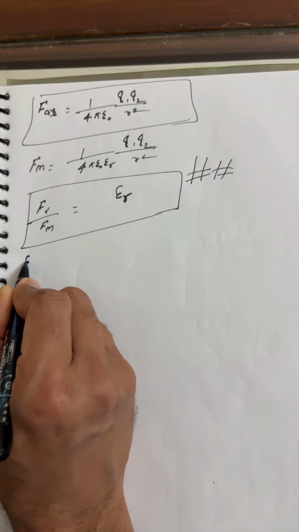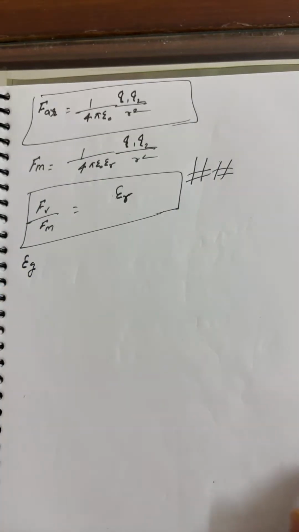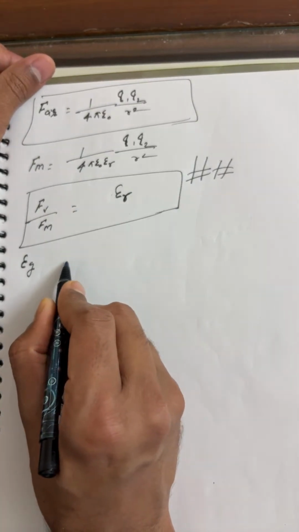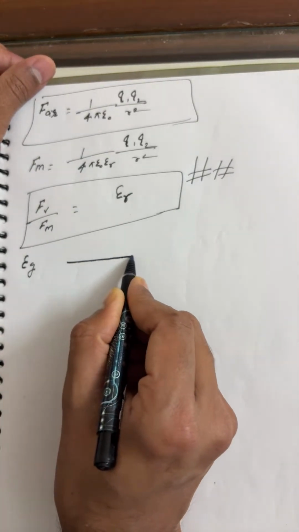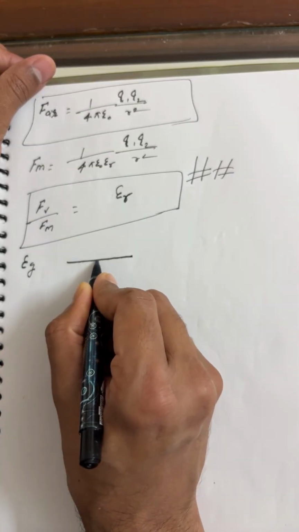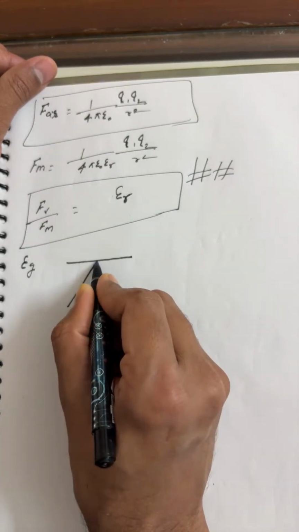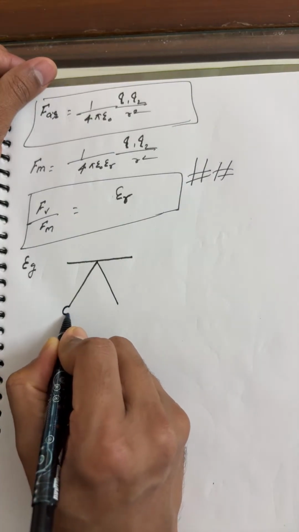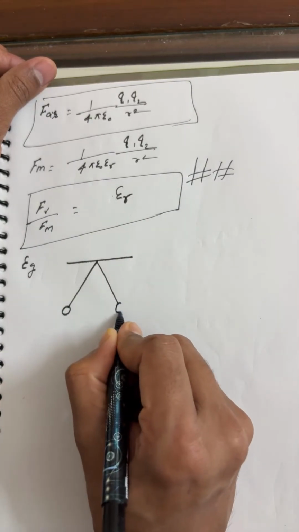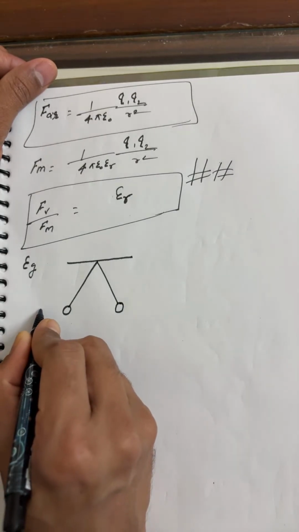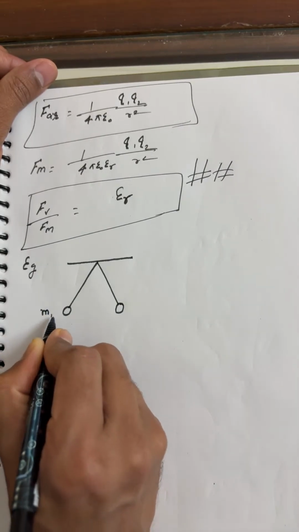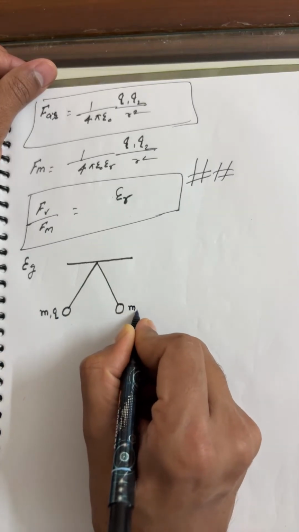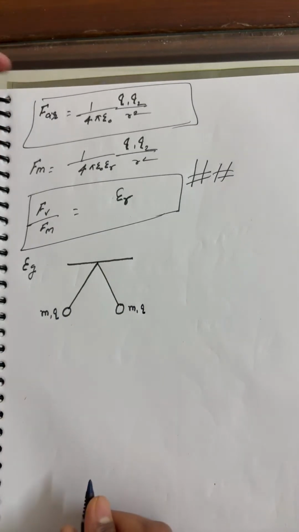So what is the question? Initially you have a pair of charged particles. Both are identical. Each has mass m and charge q.